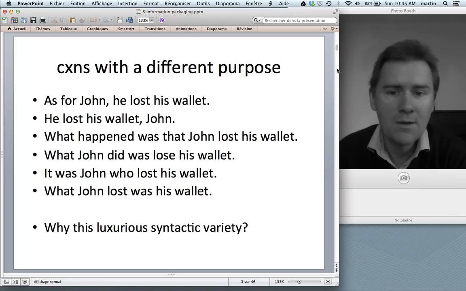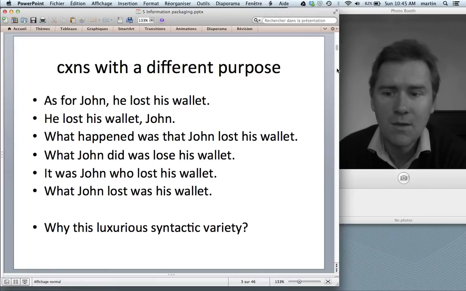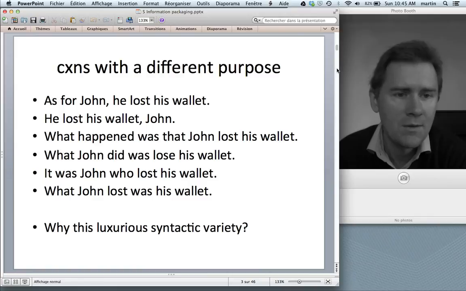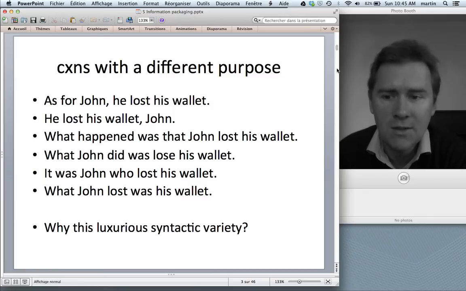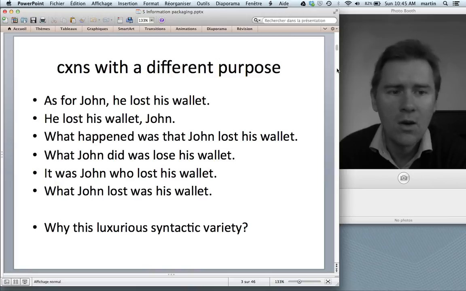What happened was that John lost his wallet. What John did was lose his wallet. It was John who lost his wallet. What John lost was his wallet. So I think you agree with me in saying that all of these can be paraphrased with the simple sentence, John lost his wallet, which raises the question, why on earth does a language need six or maybe even more paraphrases of a simple sentence like John lost his wallet?